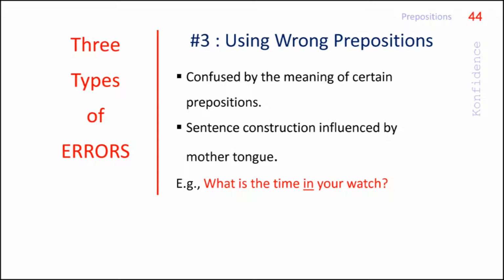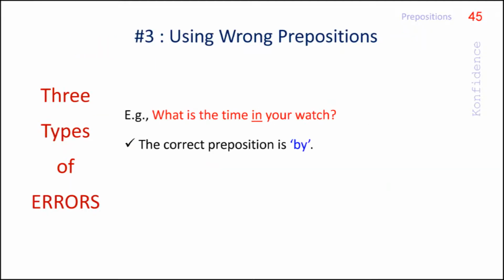Here, the preposition in is used. Can we find anything wrong in it? Certainly not. It is a direct English translation of a sentence in our mother tongue. Here, this preposition in is wrongly used. The correct preposition is neither in nor on, but by. Therefore, we should ask, what is the time by your watch?